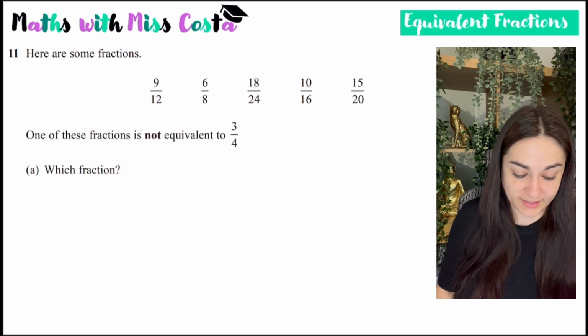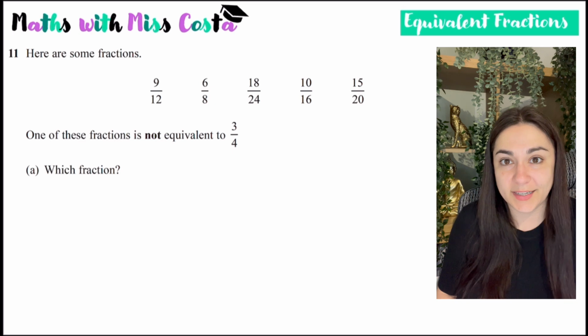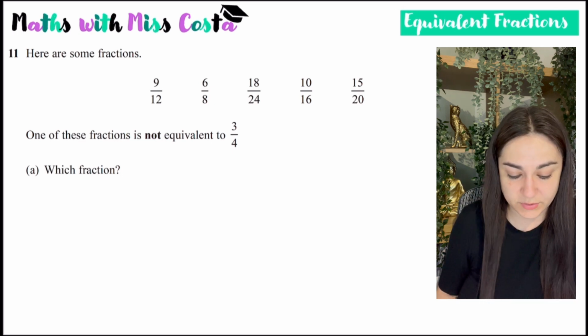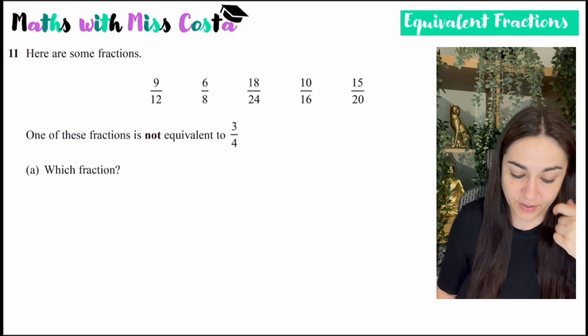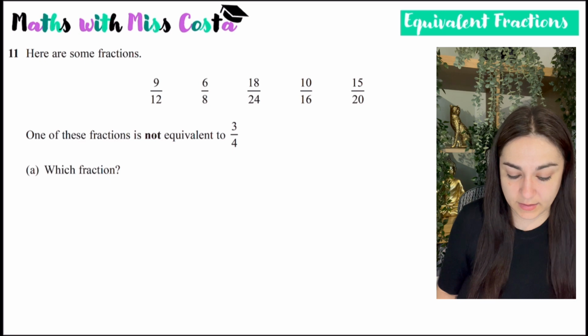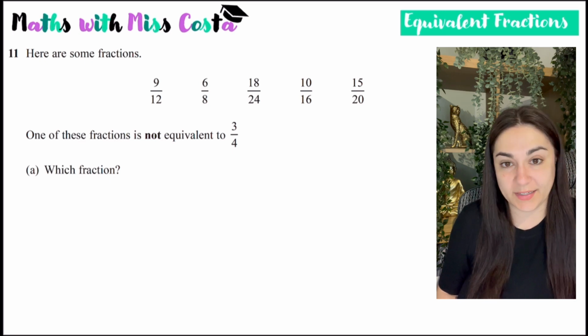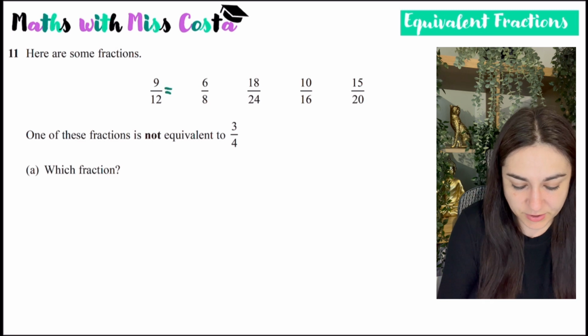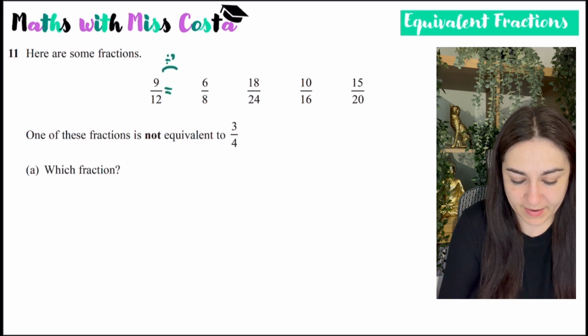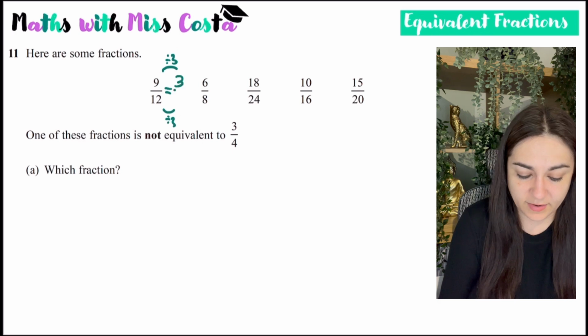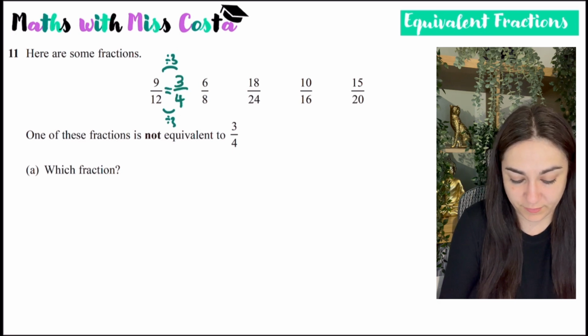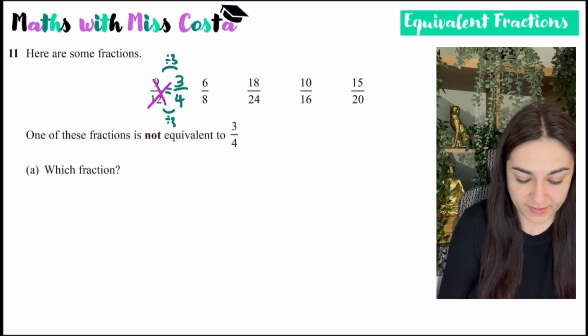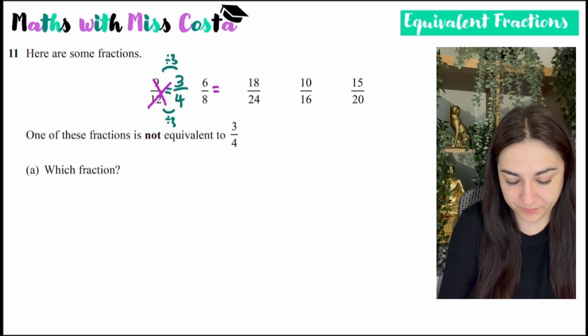Next, we've got some fractions, and I'm told that one of these fractions is not equivalent to 3/4. Which fraction? So what I need to do is see if I can simplify these fractions down to 3/4. So 9/12, how can I simplify that? If I divide 9 by 3, I can also divide 12 by 3. 9 divided by 3 is 3, 12 divided by 3 is 4. So this simplifies, so it's not that.